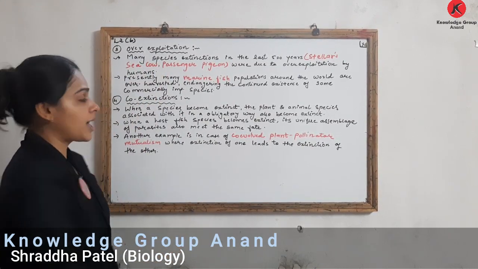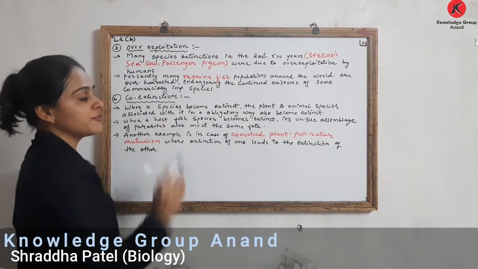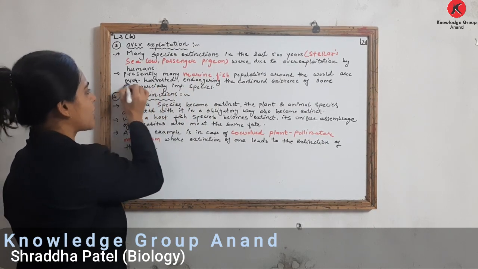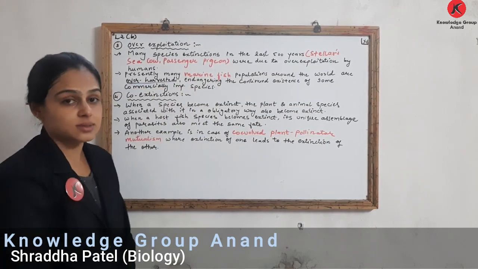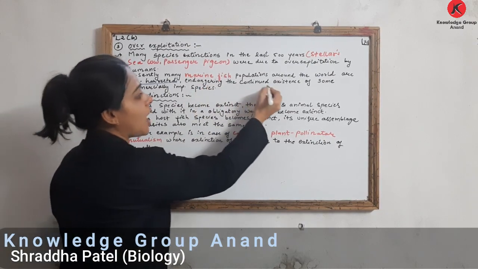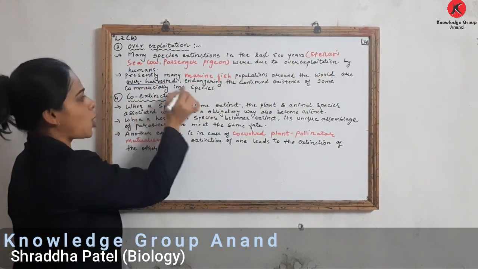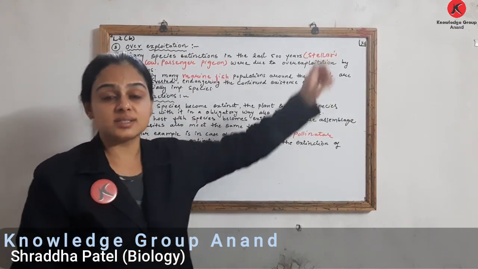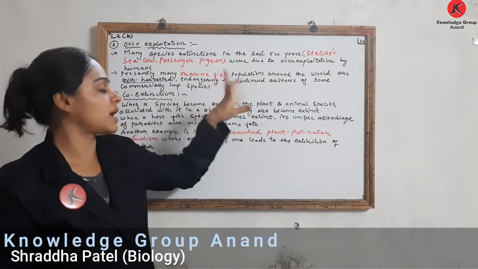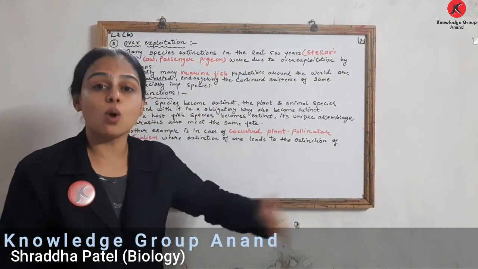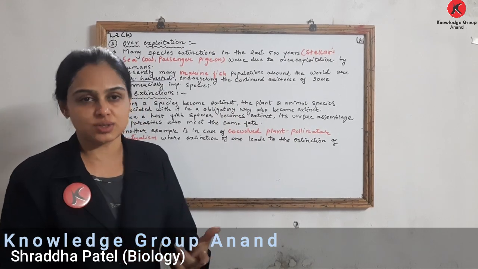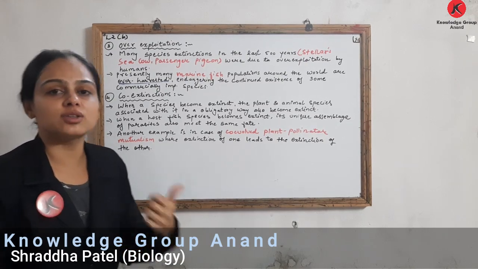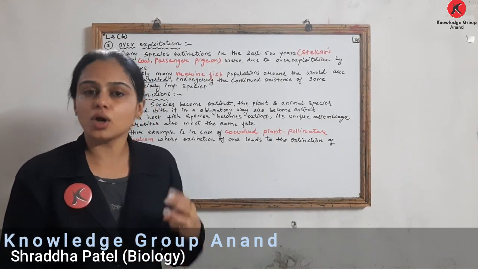Am I clear? What I have written next: presently many marine fish populations around the world are over harvested, endangering the continued existence of some commercially important species. So here you have to remember 3 examples: Steller's sea cow, passenger pigeon and marine fishes. Over harvesting is happening. Due to this many other commercially important species are under threat of extinction. So this is your third point.